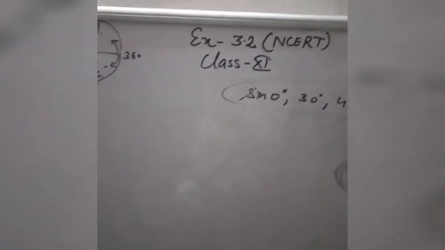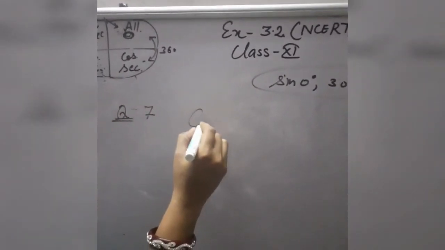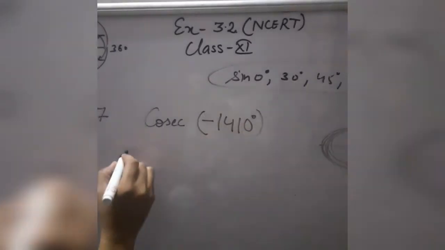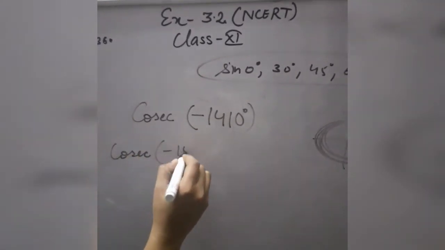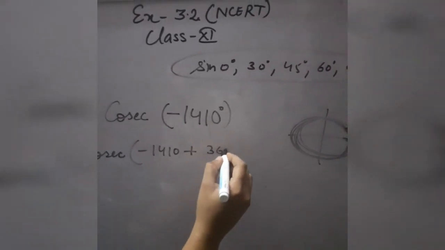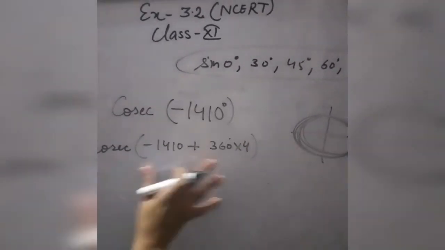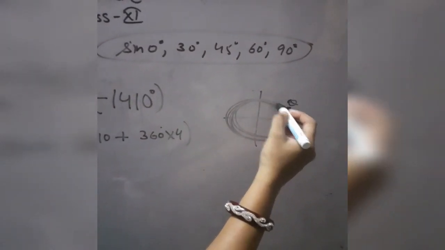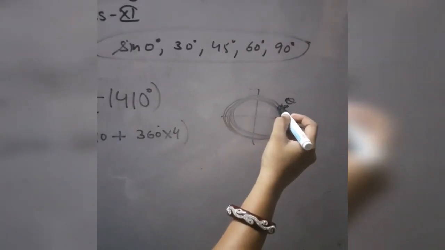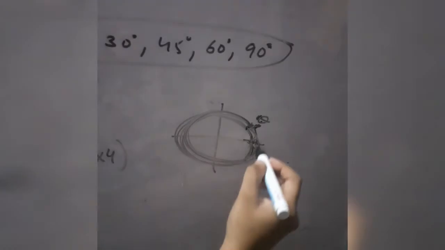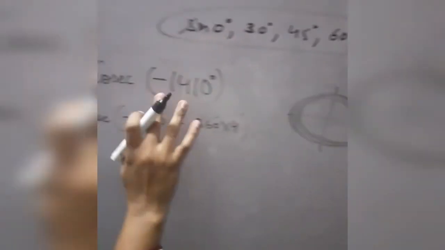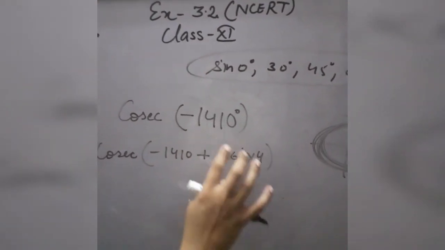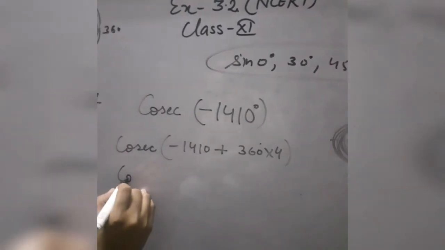Now see question number 7. In question number 7, you have to find the value of cosecant of a negative angle, minus 1410. Now see, all of you, if you add 360 into any multiple to minus 1410, it will remain the same, because suppose you are here, if you add 360 to this angle theta, again you reach this point. If you add theta plus 360 into 2, again you reach here. So here also minus 1410 and minus 1410 plus 360 into 4, both these angles are equivalent.